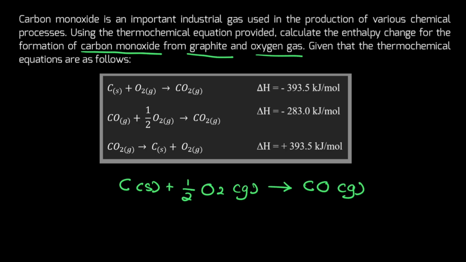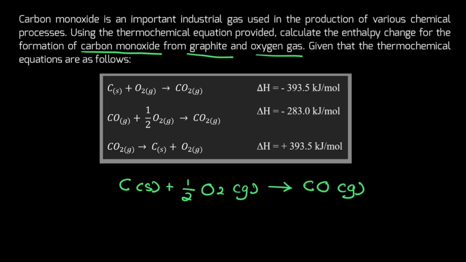Alright. So next up, you need to make sure that you use all three equations that are given to you. For example, if you're given 5 equations, you need to use all 5. You cannot choose whichever equation you want to use. So let's look at the first equation. You have carbon and oxygen gas to produce carbon dioxide, right? So the first thing that you need to do is make sure that the locations of all the elements are at the correct place.